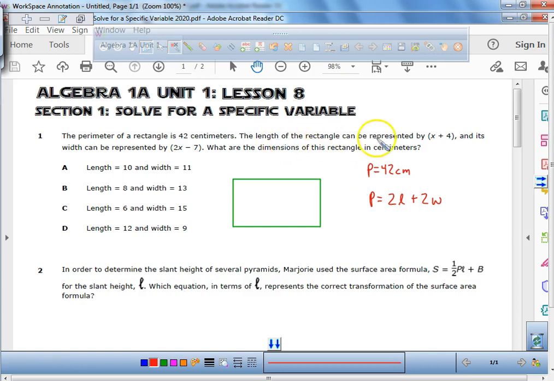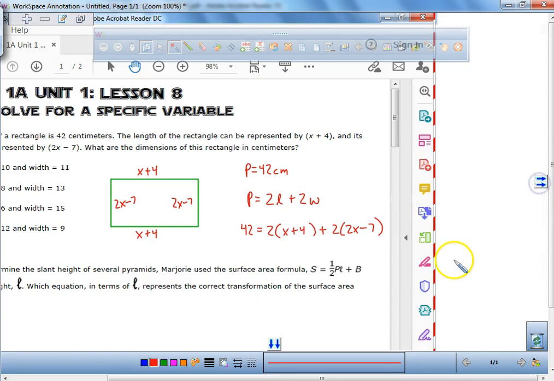It says the length of the rectangle can be represented by x plus 4. So I got x plus 4. And its width can be expressed by 2x minus 7. And so I could plug in some numbers here. 42 equals 2 times the length, which is x plus 4, and 2 times the width, which is 2x minus 7. And then we're going to go ahead and solve it.